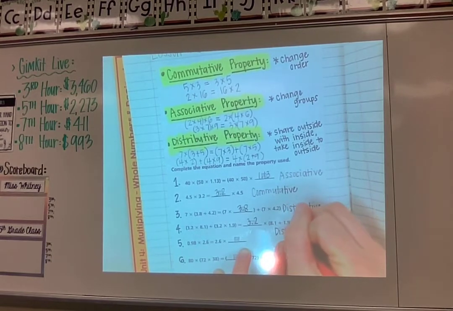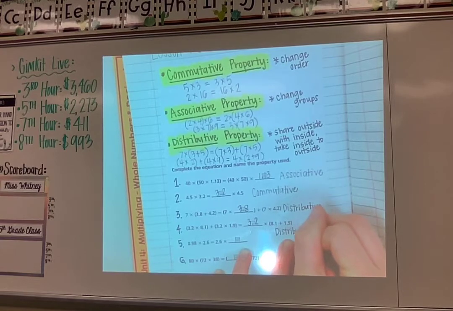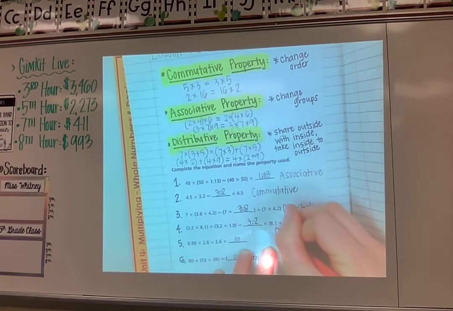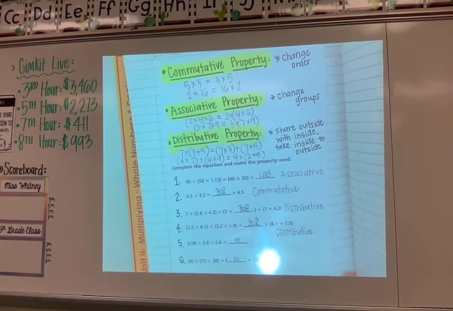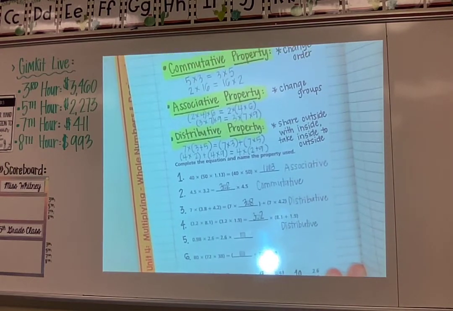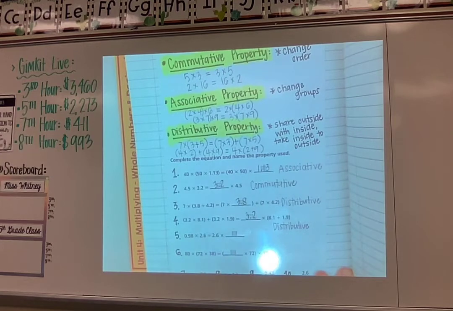They're sharing the outsides and the insides. That's the best way to tell if it's distributive. If it looks like there's a lot happening and they haven't just changed the order or just changed the groupings, it has to be distributive. All right, we have 2 more here. I'll try to keep it on the screen so you can see our options too.